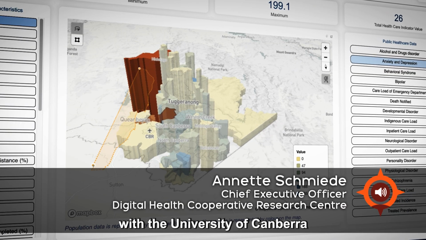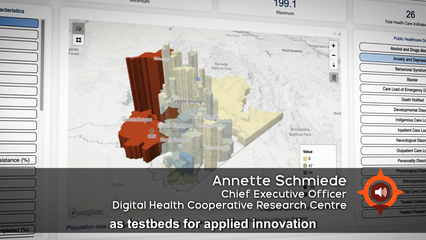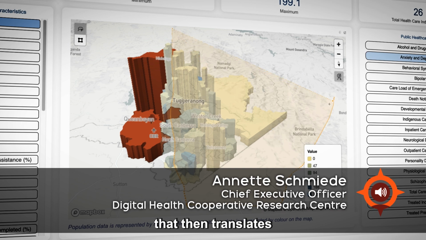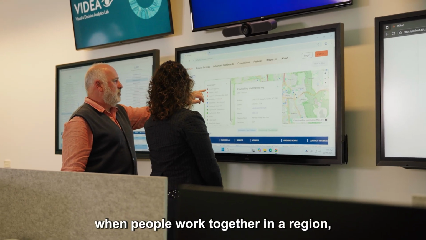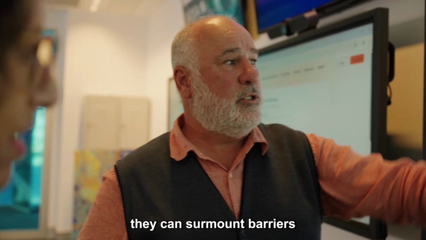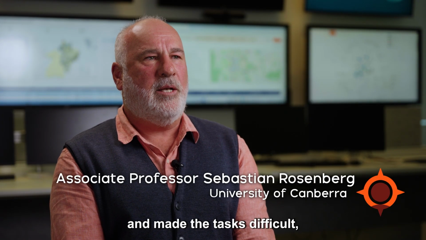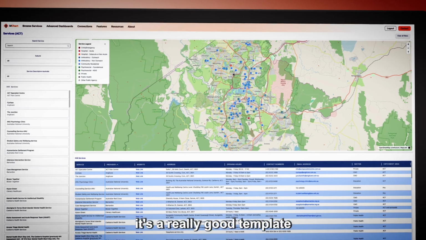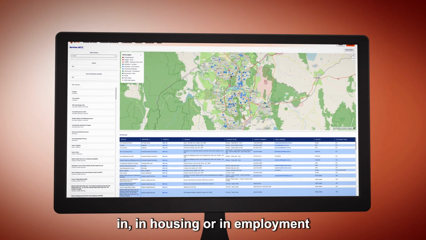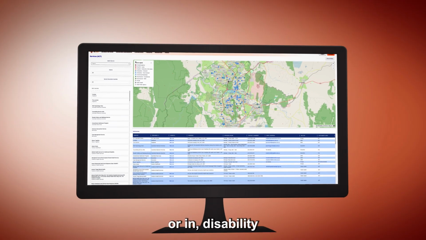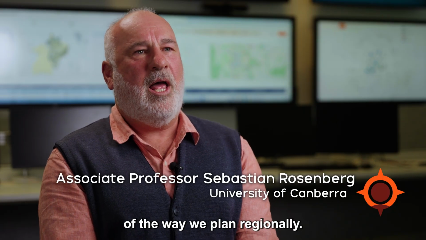The collaboration with the University of Canberra demonstrated how universities can act as test beds for applied innovation that then translates into practical tools and solutions. When people work together in a region, they can surmount barriers that have traditionally kept people apart and made tasks difficult. It's a really good template that I'd love to see applied in housing or in employment or in disability services or lots of other areas of the way we plan regionally.